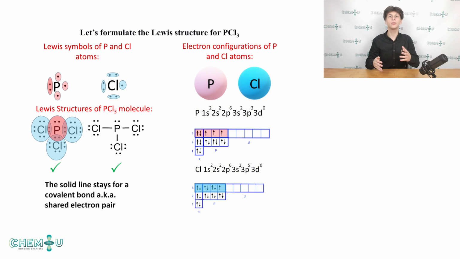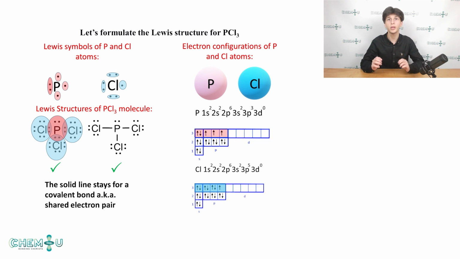Then we move on to the Lewis symbols of phosphorus and chlorine. They can be seen on the left-hand side. Phosphorus has 5 electrons, 3 of them are unpaired, whereas chlorine has 7 in total and only 1 is unpaired. It means that phosphorus can form 3 bonds and each chlorine can have only 1. The corresponding Lewis structures are located as usual at the bottom.